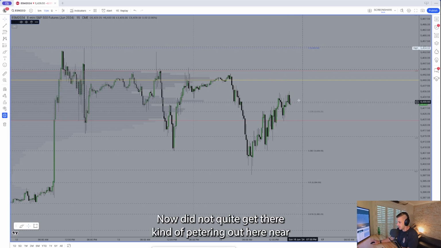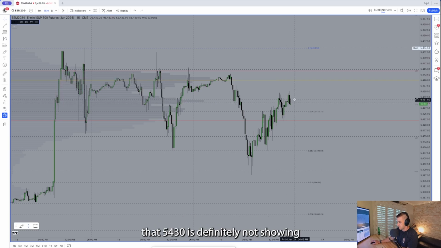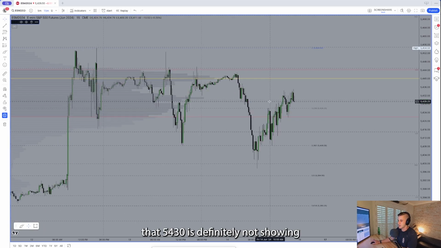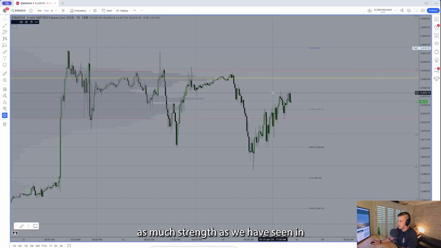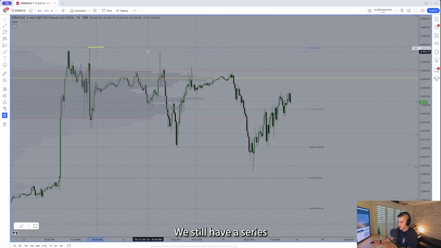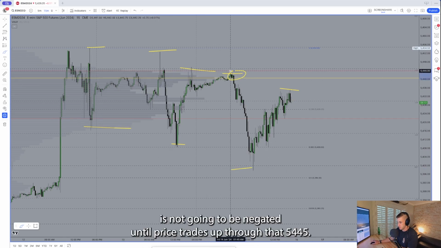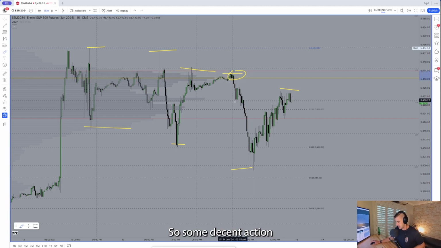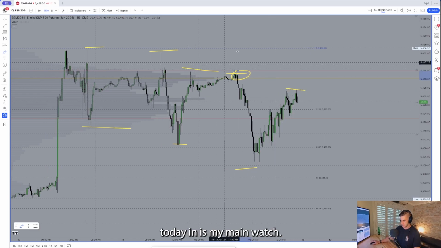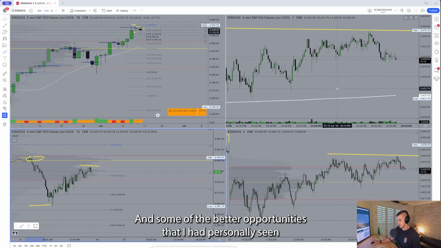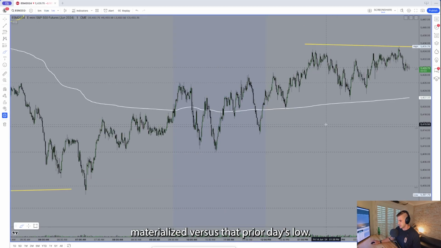Now, it did not quite get there, kind of petering out here near that 54.30 ES, definitely not showing as much strength as we have seen in NQ. Take a look at the structure here as well. We still have a series of lower highs as well as lower lows. And that structure, at least this near-term structure here, is not going to be negated until price trades up through that 54.45. So some decent action today in ES, my main watch, and some of the better opportunities that I had personally seen materialized versus that prior day's low.